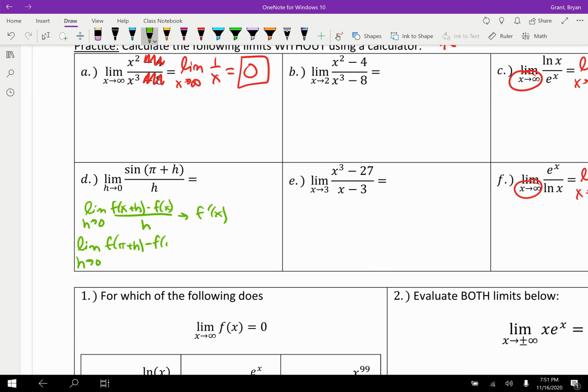that's fine. We might as well keep pi in here. It's not going to hurt. This is finding f prime of pi. So if I wanted to find f prime of pi, there are 3 steps.